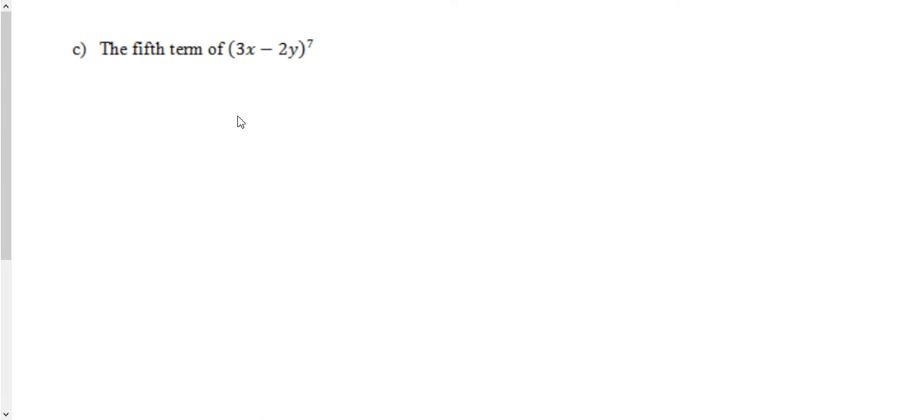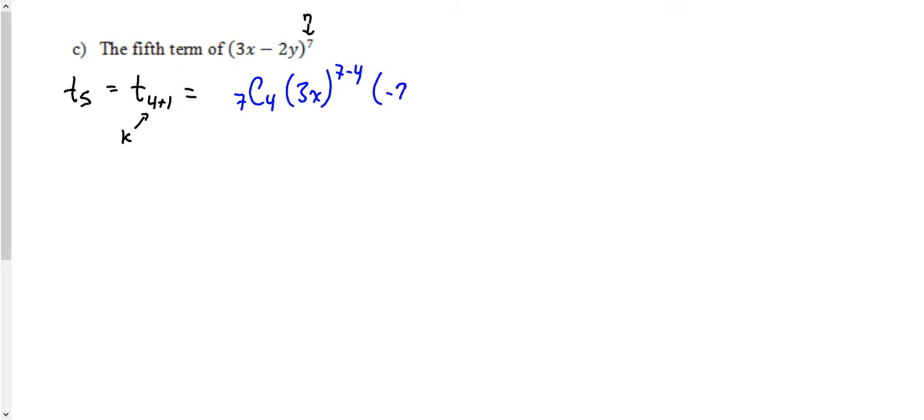On this example, we're looking for the fifth term. So let's start this off. So this is really, we're looking at t5. And t5 is broken up into t4 plus 1. And again, 4 is my k value. My n value, similar to last question, 7. So here we go. So I'm going to go 7 choose 4. My x value is just 3x, and it's going to be 7 minus 4. My y value, that minus 2y there, exponent 4.